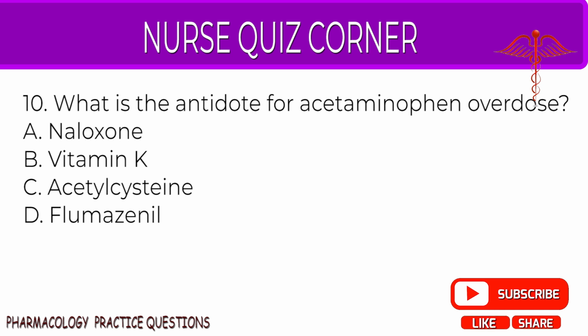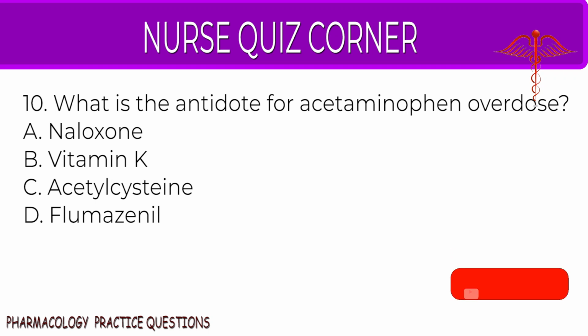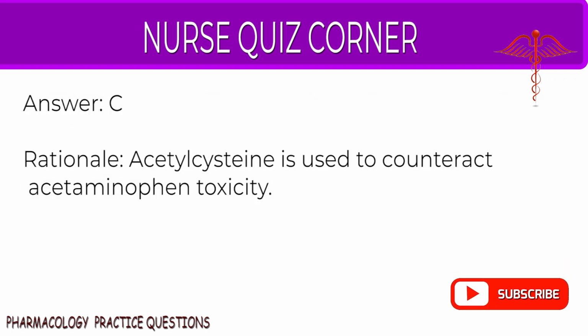10. What is the antidote for acetaminophen overdose? A. Naloxone, B. Vitamin K, C. Acetylcysteine, D. Flumazenil. Answer: C. Rationale: acetylcysteine is used to counteract acetaminophen toxicity.